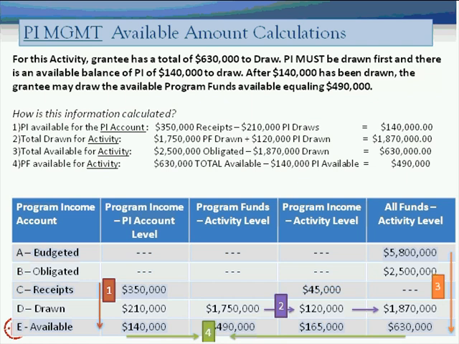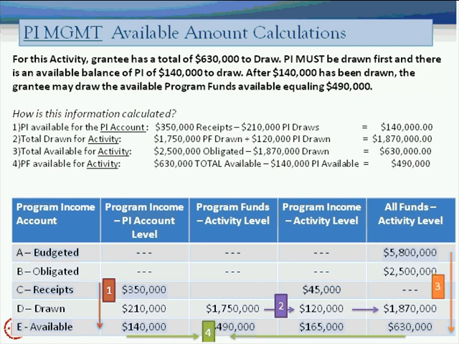But again, if there are 4 activities here, this means we've drawn 210,000 of program income across those 4 activities, only 120 from this particular activity. But the balance from all 4 activities is going to impact your ability to draw grant funds here. So it's the 630 minus the 140 that tells you how much program income can be drawn on this particular activity.